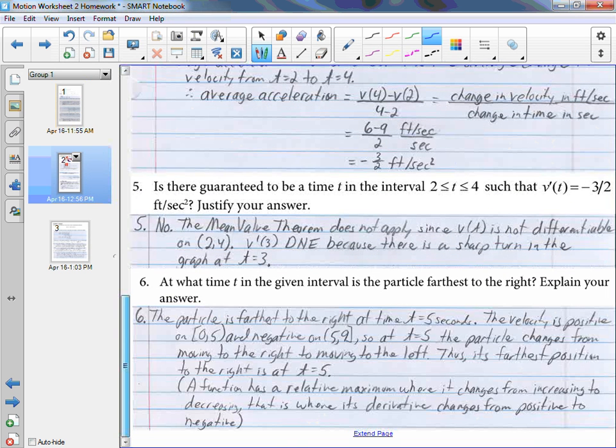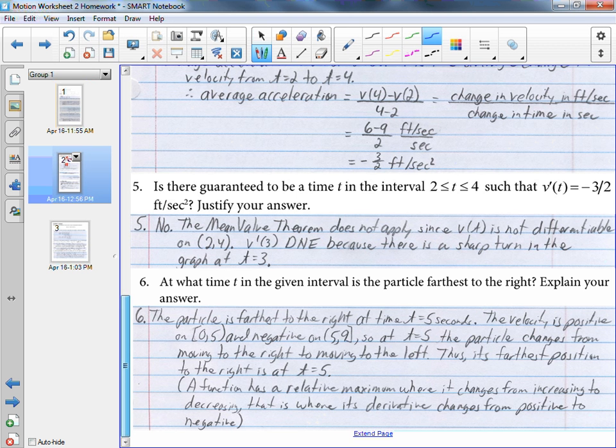So the particle is farthest to the right at time t equals 5 seconds. The velocity is positive from 0 to 5 and negative from 5 to 9. So at t equals 5, the particle changes from moving to the right to moving to the left. Thus, its farthest position to the right is at t equals 5. Or, a function has a relative maximum where it changes from increasing to decreasing. That is, where its derivative changes from positive to negative.